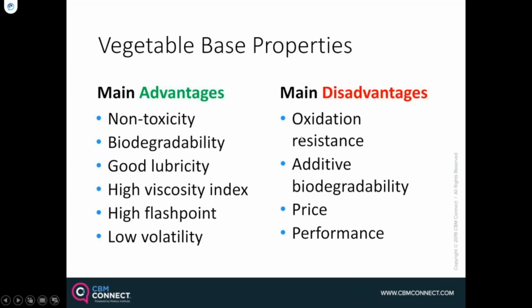The disadvantage of them is that the oxidation resistance, for one, is very poor. It just doesn't hold up under temperature the way a mineral oil, a paraffinic base oil, would in a similar product. The other thing is additive biodegradability. It's wonderful to have a base fluid that's biodegradable, but the technology isn't there on the additive side today, for the most part, to have the same performance, price, and I touched on it, performance. I think that summarizes some of the concerns I would point out that need to be taken into account for vegetable oils.